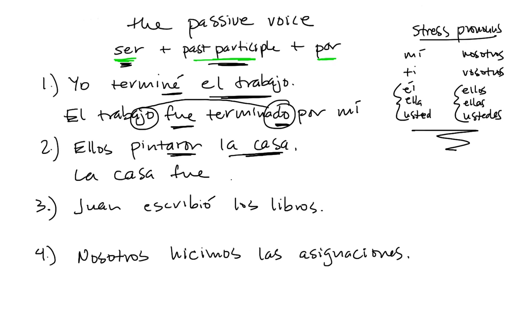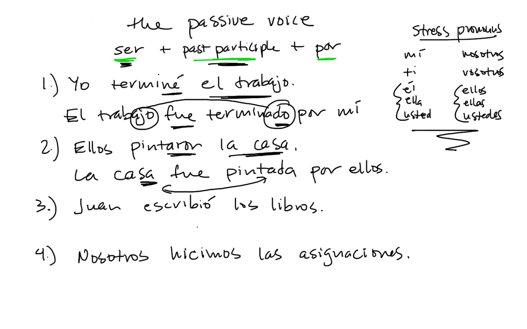Past participle of a regular AR verb is ADO. Pintado. But let's be careful here. We've got casa is what we're just agreeing with. Pintada. Okay? Because this is functioning, pintada is functioning as an adjective describing the house. Okay? La casa fue pintada por, and then what was the subject? Becomes here the stress pronoun, ellos. So, la casa fue pintada por ellos. The house was painted by them.